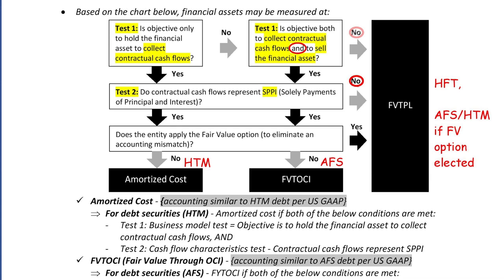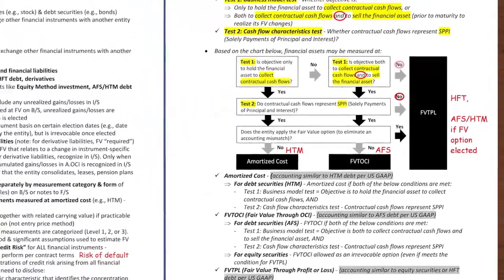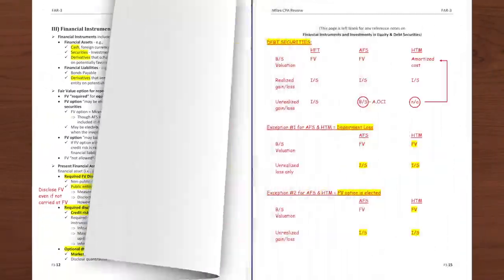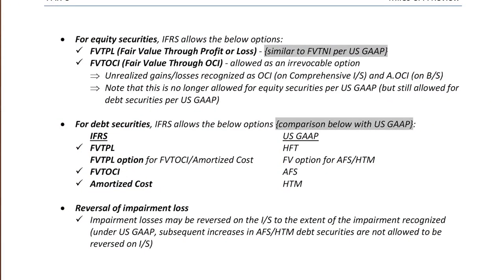And to better understand the US GAAP and IFRS terminology for investments in debt securities as well as investments in equity securities, let's get on to the next page. On page 14, let's first look at the second sub-bullet. Debt securities. Now, under US GAAP for debt securities, we had HFT, that's held for trading, AFS, available for sale, and HTM, which is held to maturity.